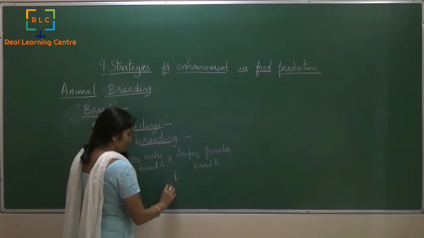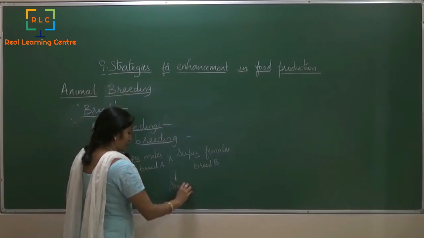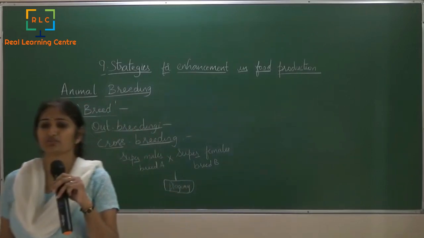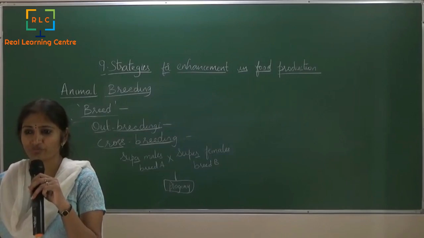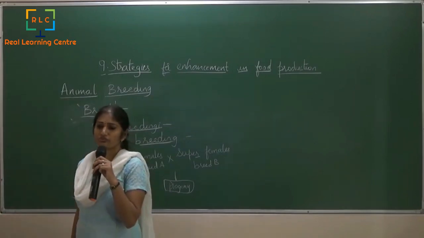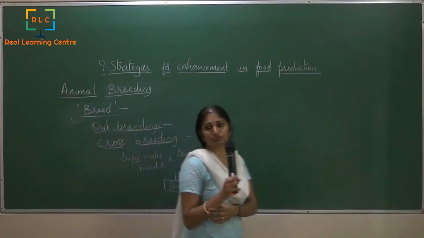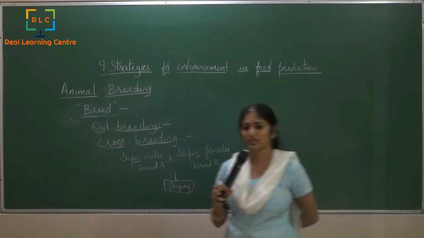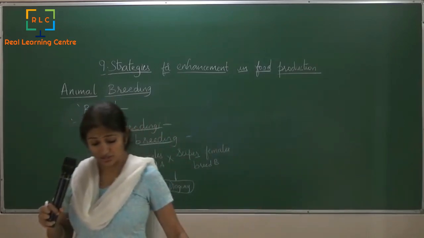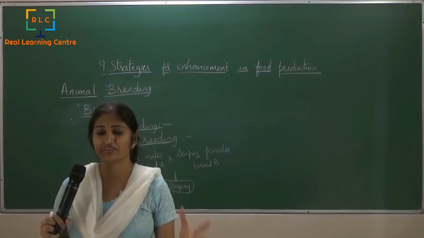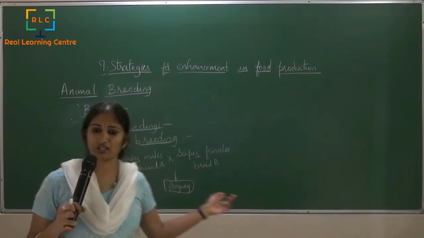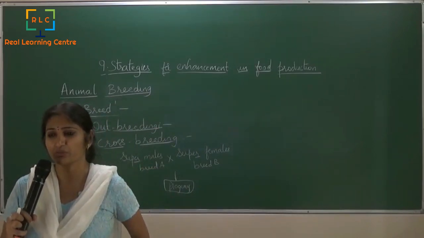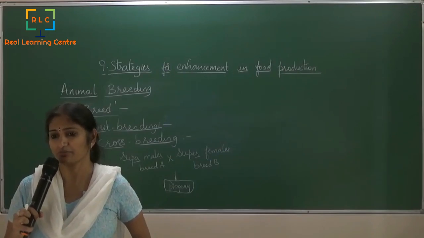Now the progeny will have the traits from breed A as well as breed B. Yes or no? Now this is generally used for commercial production. Sometimes you see that there is inbreeding and selection to new breeds and all that. Sometimes inbreeding is very difficult, then we generally go for this kind of crossbreeding. Now the progeny will be much superior to the existing breeds.